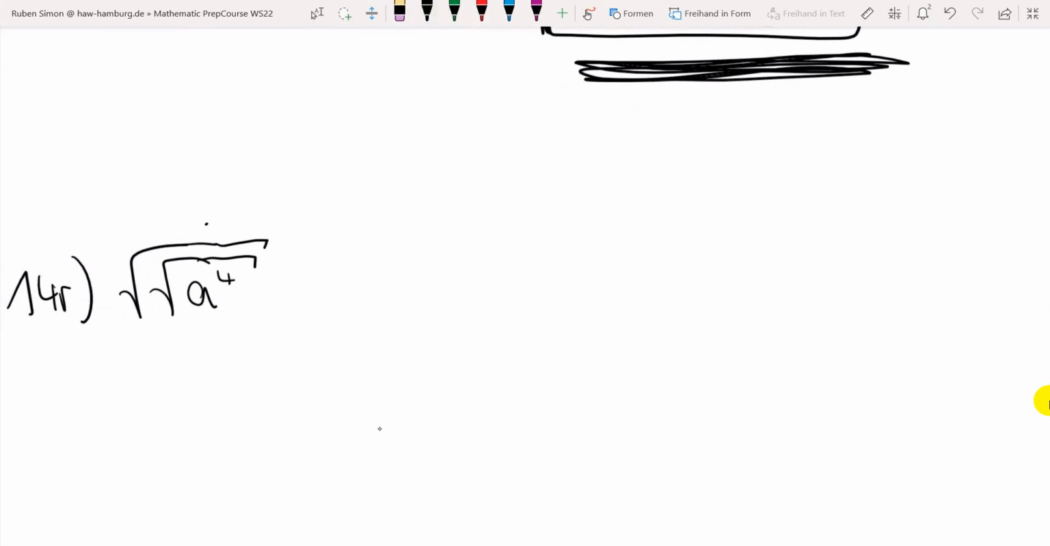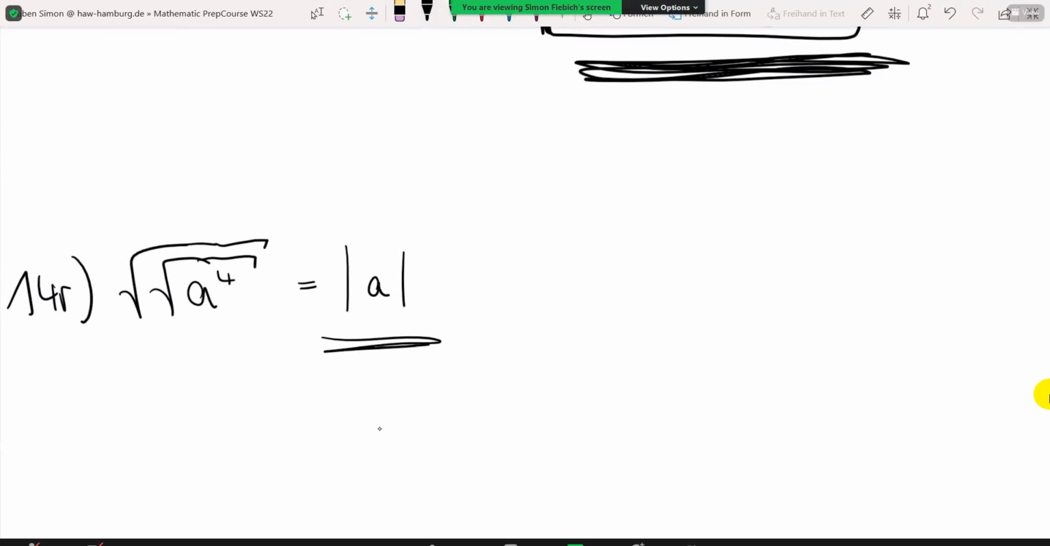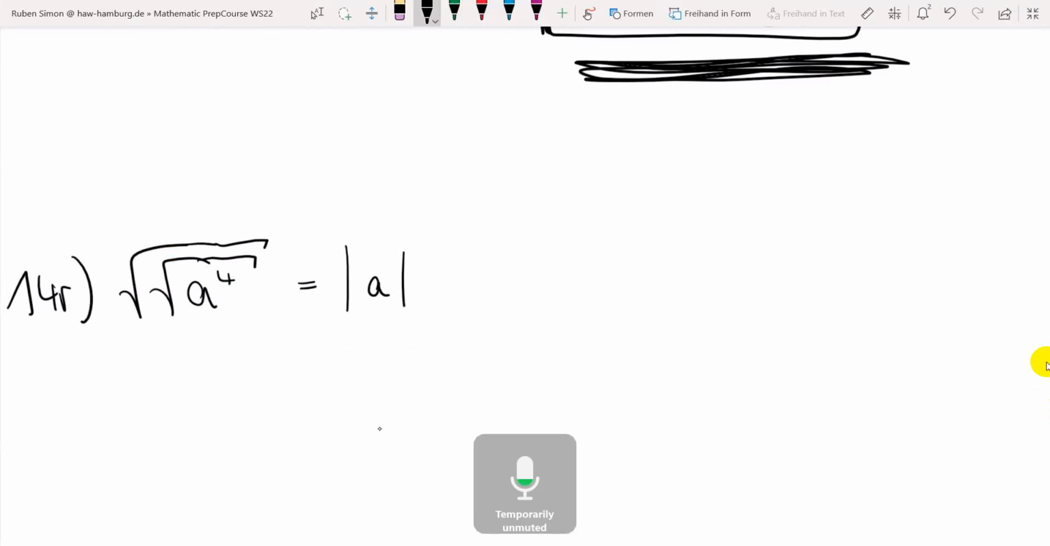If you've checked with the sample solution, I will give you the result right away. This is the result of this simplification. So does any of you know what this actually means? These two vertical dashes. It's a modulus. Yes, is this the English term for it? Yeah, of course.